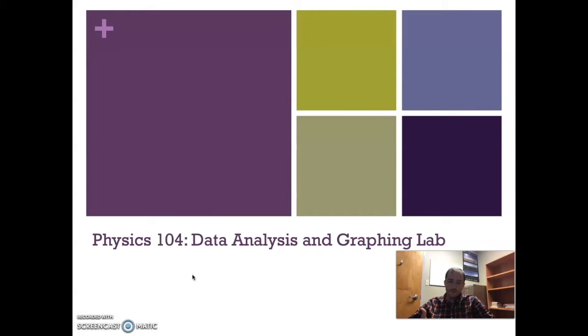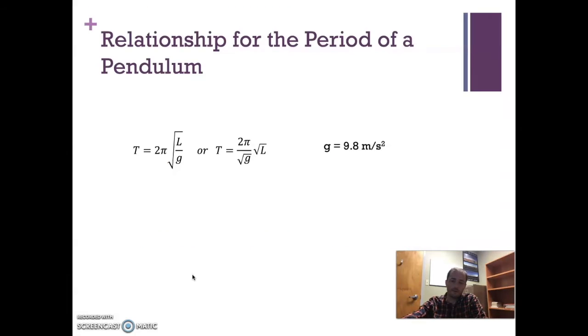Okay, so we've seen the applet. What I want to take a look at now is the data analysis that we're going to be doing in the lab. And so we've seen that the period of a pendulum depends on its length. But what we want to know is exactly how it depends on the length. So I'm going to give you a little bit of theory here.